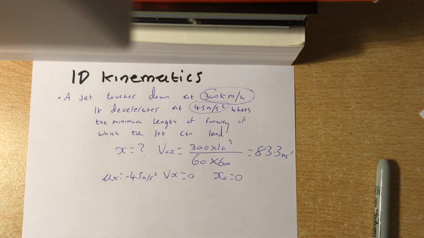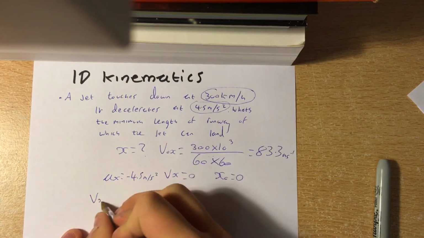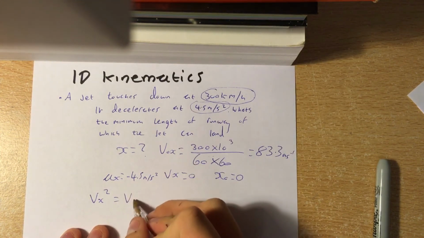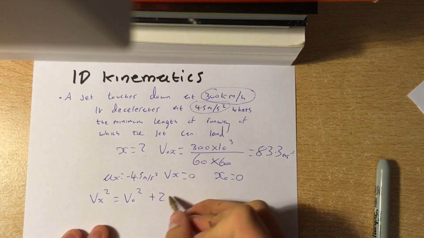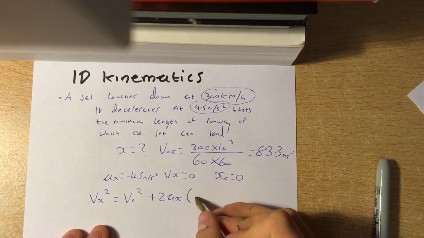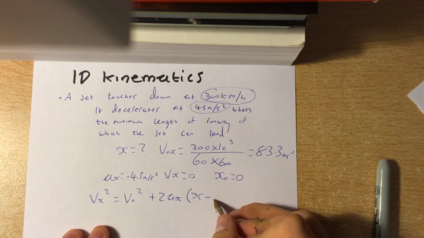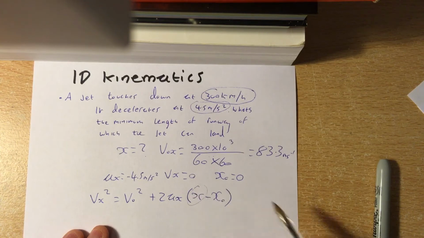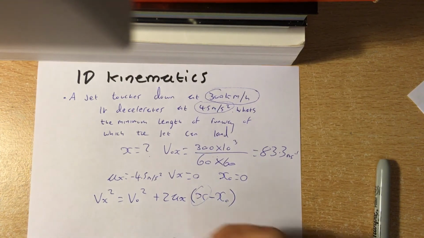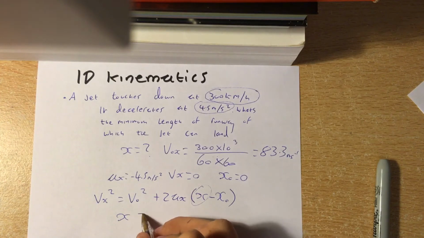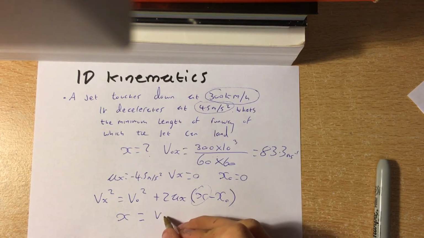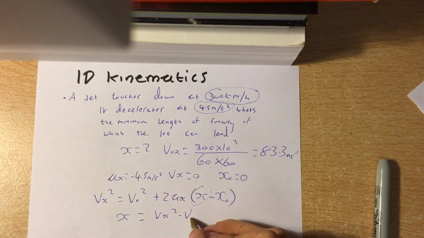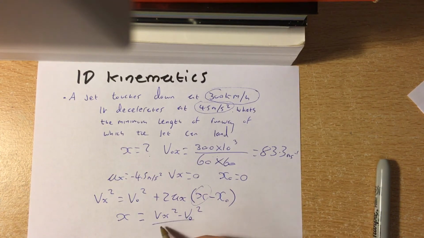So now we need to find a suitable equation of motion. So let's use v squared equals initial velocity squared plus 2 times the acceleration multiplied by the final displacement minus the initial displacement. Now we are looking for this value. So if we rearrange this, we get x equals v squared minus initial velocity squared over 2 multiplied by the acceleration, plus the initial displacement.